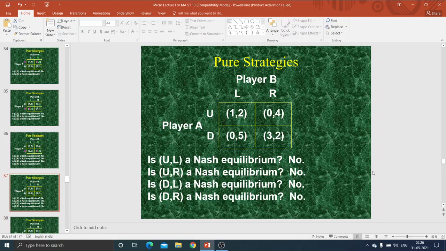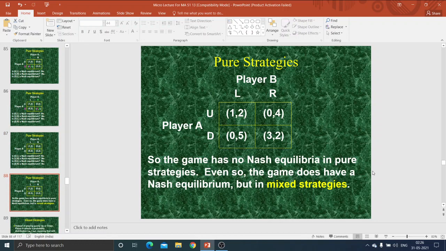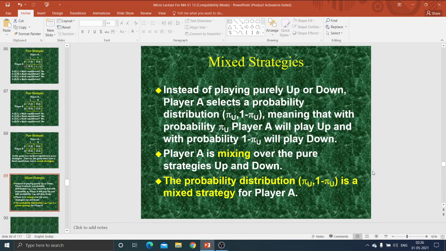Either way, in all these numbers, as a strategy, you don't have a pure strategy. This is based on pure strategy. So the game has no Nash equilibrium in pure strategies. Even so, the game may have a Nash equilibrium in mixed strategies. Again, the question is whether this game has a mixed strategy Nash equilibrium.